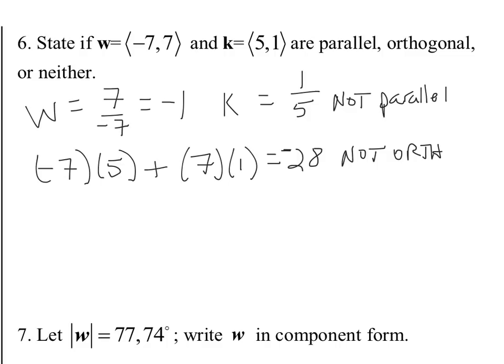So remember, orthogonal means perpendicular, and perpendicular makes a 90-degree angle. And the cosine of 90 is 0. So in order for this to be orthogonal, the answer we get when we do the dot product needs to be 0. If it's not, then it's not orthogonal. So we would have to say that this one is neither. And that's all you have to do. Those are the two tests that you have to do: one for parallel, one for orthogonal, and if it's not either one of those, then it's neither.